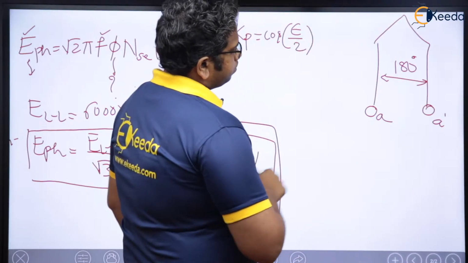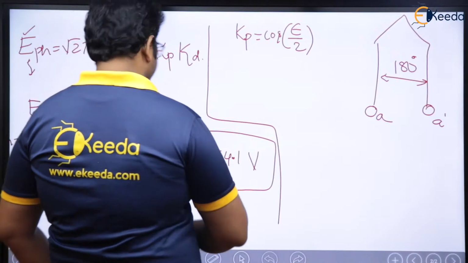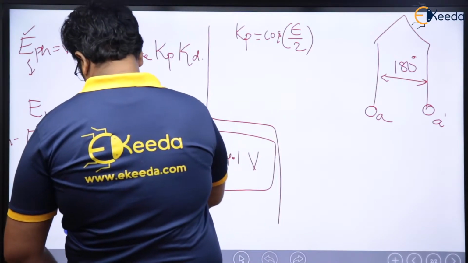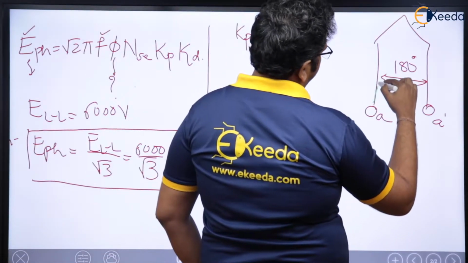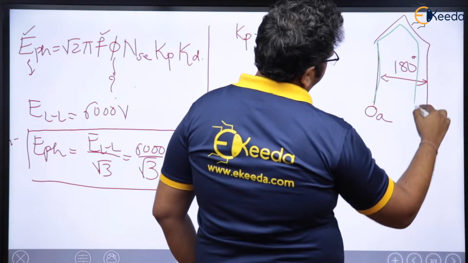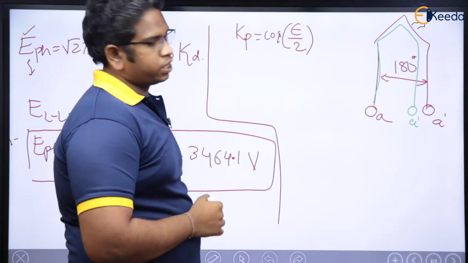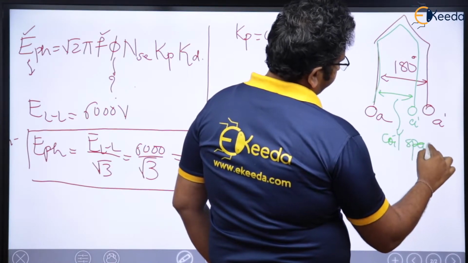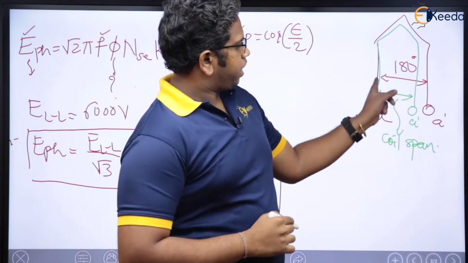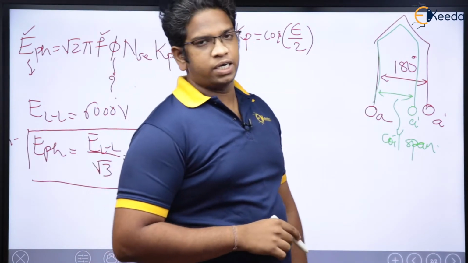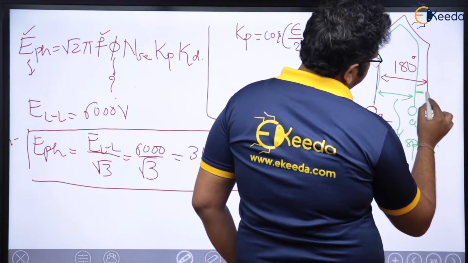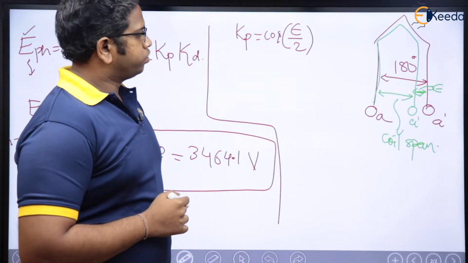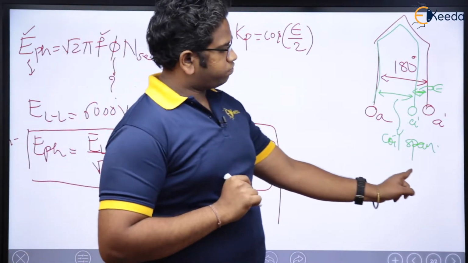Now, short pitching in the sense, it will start at the same point, but come back here, and then A dash will be here. This will be for short pitching. So this is the coil span. In case of full pitch, it would have been 180 degrees. So this angle electrical is epsilon, the short pitching angle, because by this angle only short pitching had happened. So I wanted epsilon, but before that, let us find the coil span.